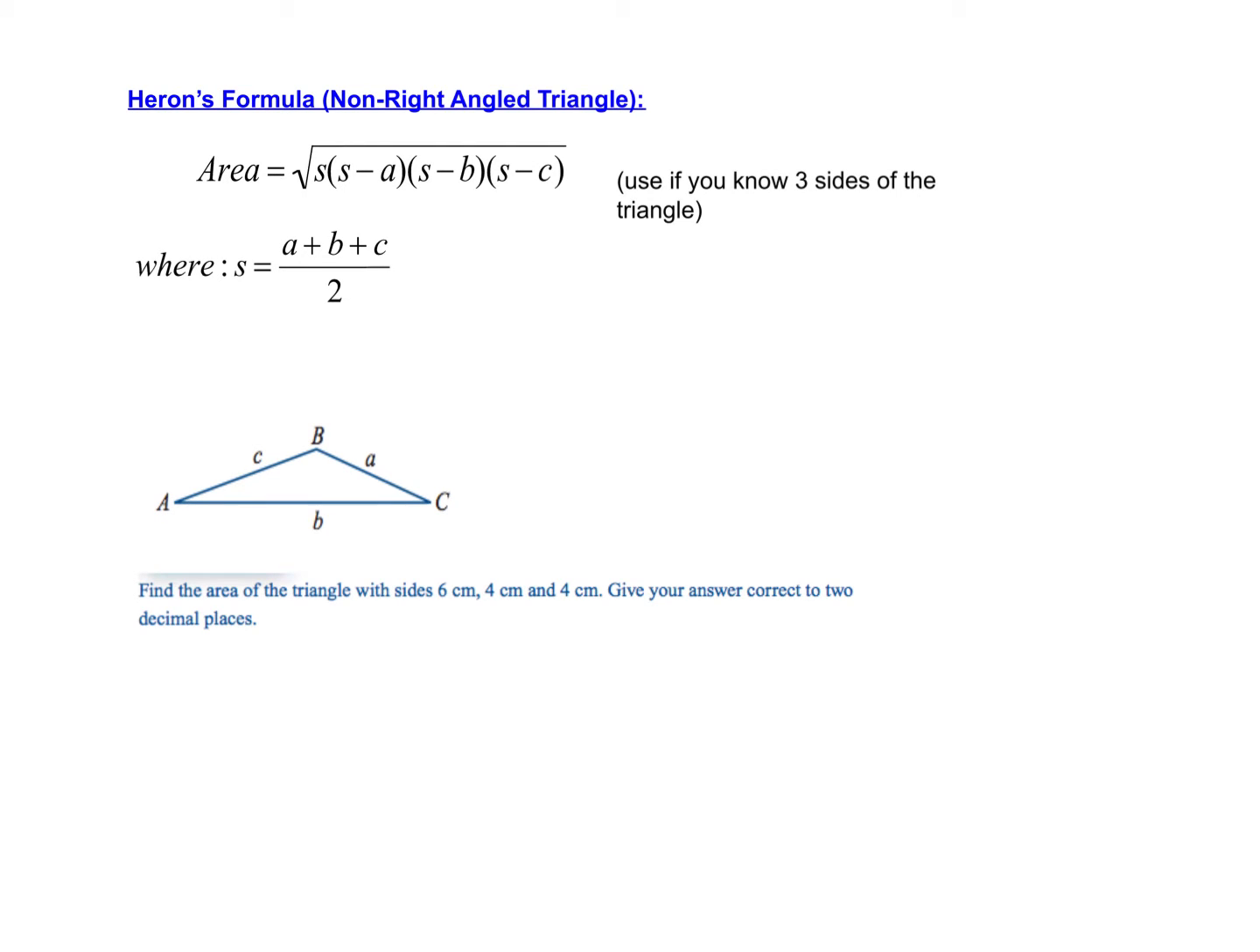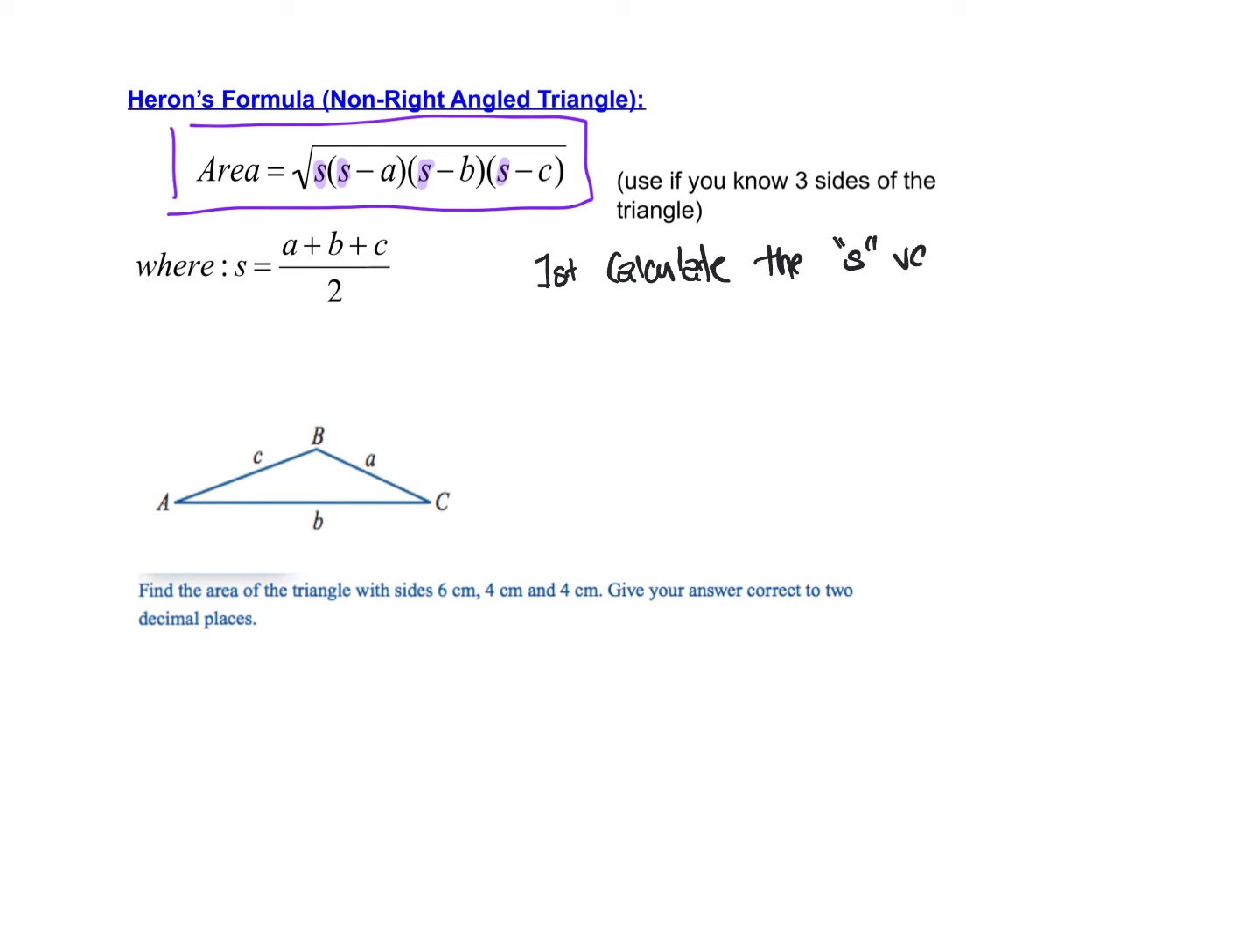All right, and then we've got one last one, which is Heron's formula. If you look, here's the formula for the area, and you can see that it has this S in the formula. So first of all, you've got to calculate S. You might want to write that down. First, calculate the S value. How do you find the S value? Use this formula here. You add up all the sides and divide by 2.